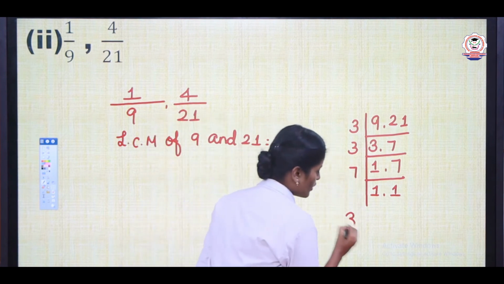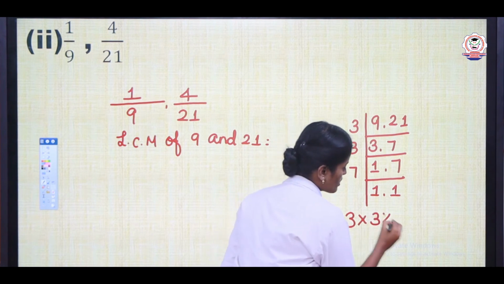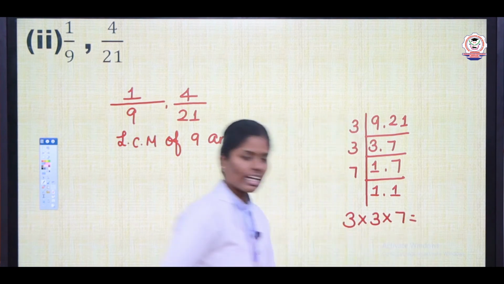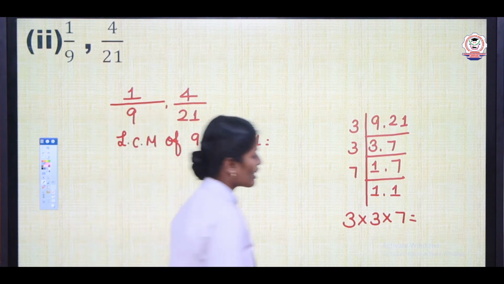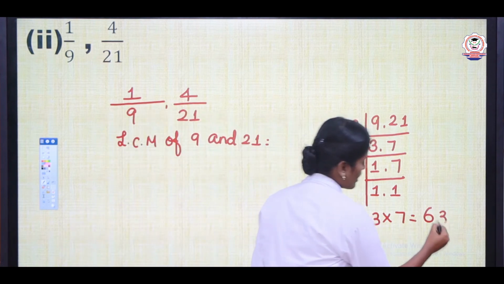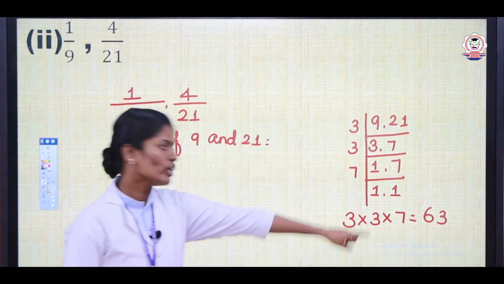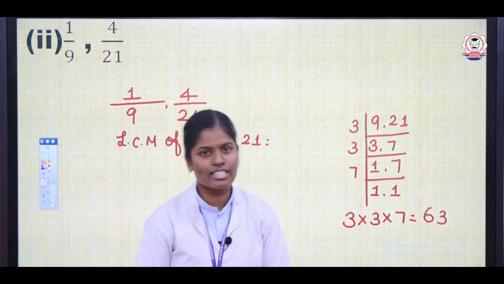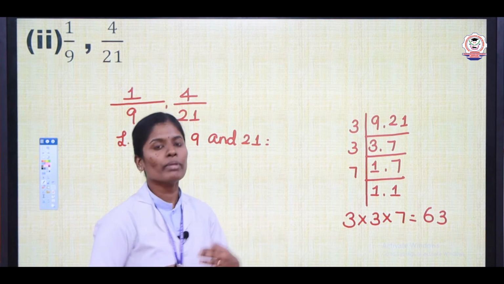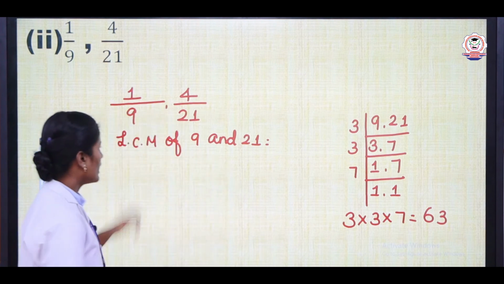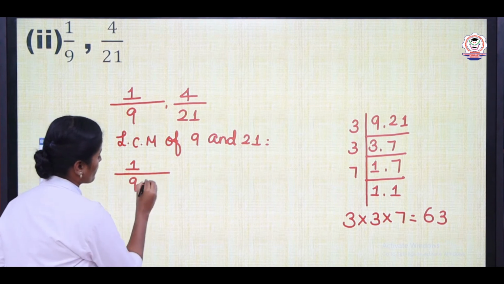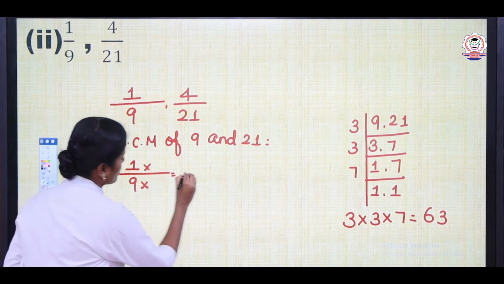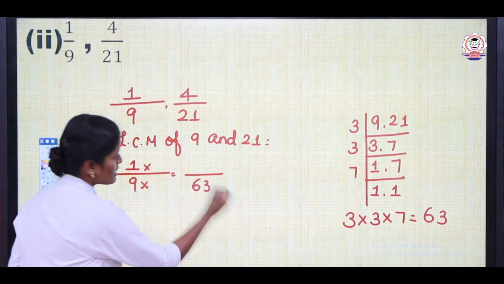Take 3 into 3 into 7. 3 3s are 9 and 9 7s are 63. So, we got the answer. We got the LCM is 63. You should change the denominator value to 63. Take 1 by 9. So, the denominator value will be 63.